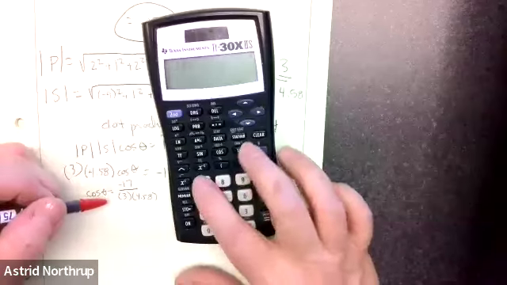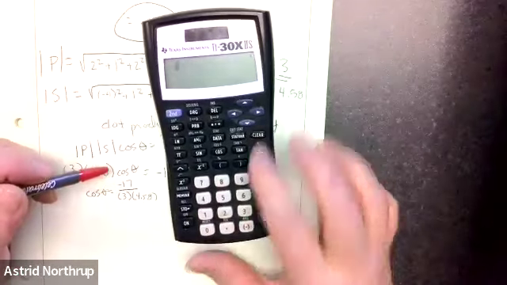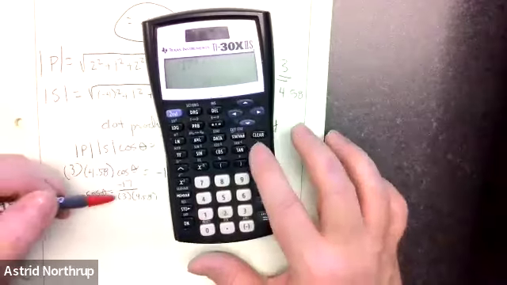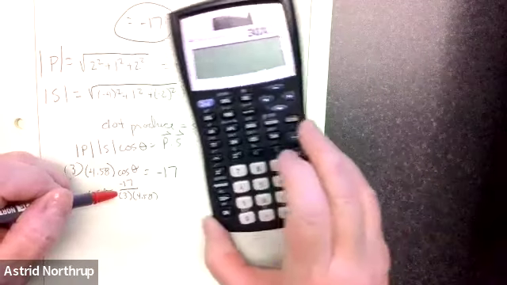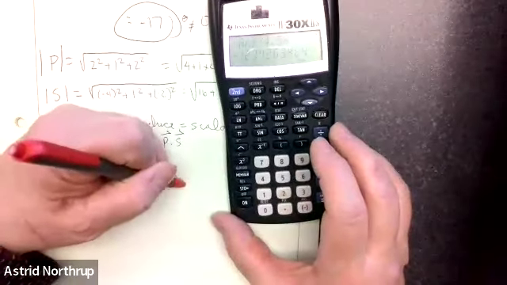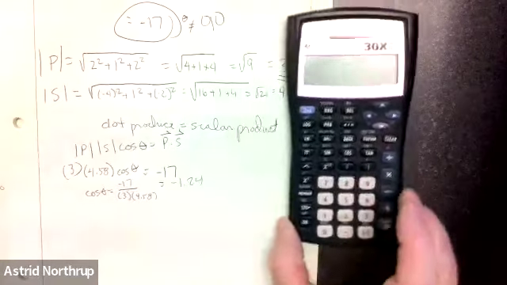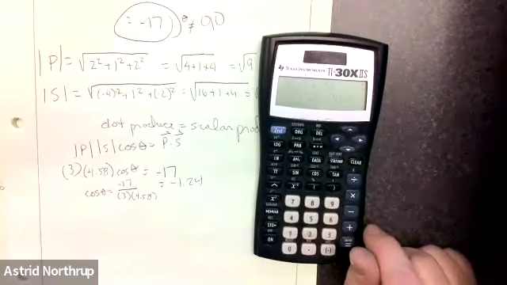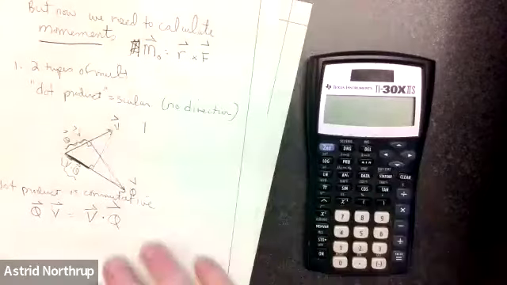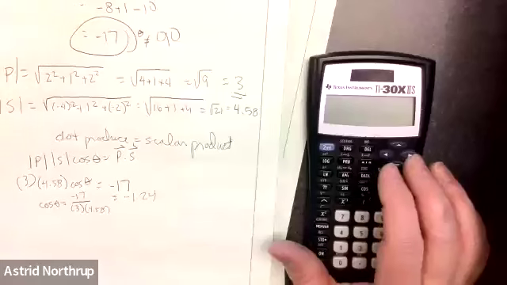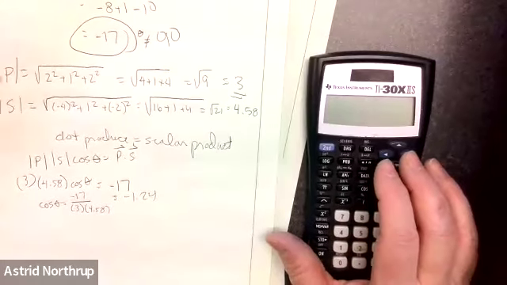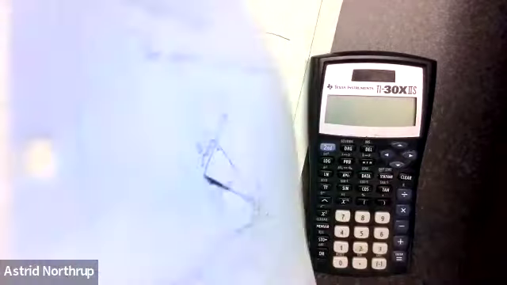Let's see. If I take -17 and divide it by 3 and divide it again by 4.58, I get a value of -1.24. I have something wrong with that. Cosine or radians versus degrees? No, it's just my math somewhere along the line. Let me make sure here. And this is always a bugaboo.